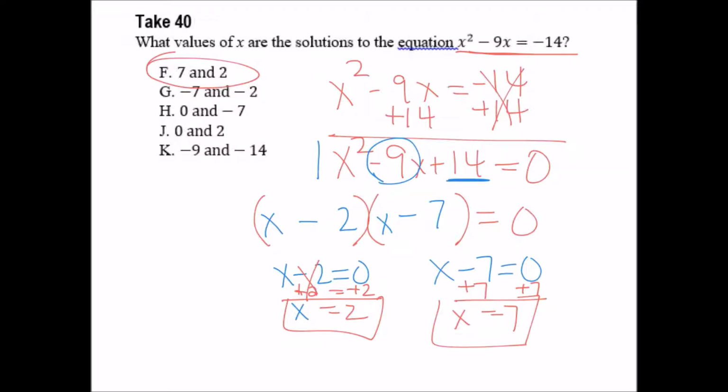It is F. Please note that they tried to trick you with answer G, because if you had stopped before solving for x, you would have had your negative 2 and negative 7, but the correct answer to get the full solution is 7 and 2.